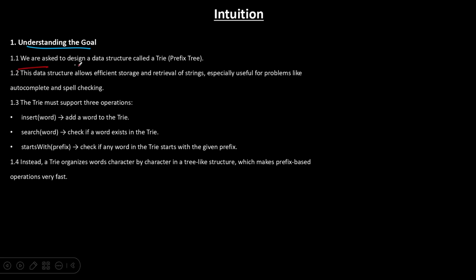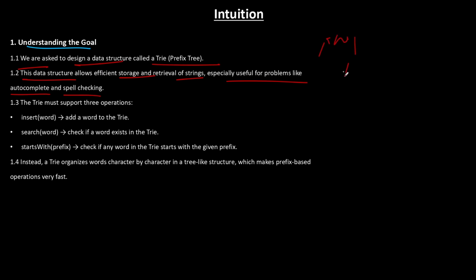We are asked to design a data structure called a trie, prefix tree. And this data structure allows efficient storage and retrieval of strings, especially useful for problems like autocomplete, spell checking, searching of words, inserting of words, and finding for the prefix of the word, also dynamic searching. So the trie must support these three operations, which are insert, search, and starts with, which I already explained to you earlier.